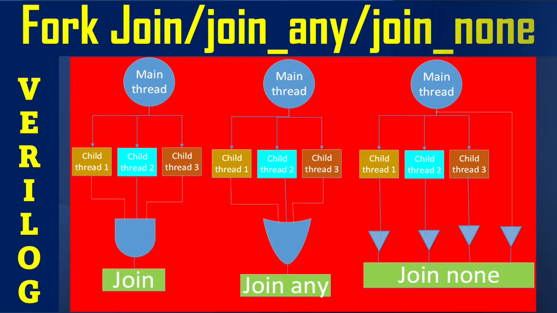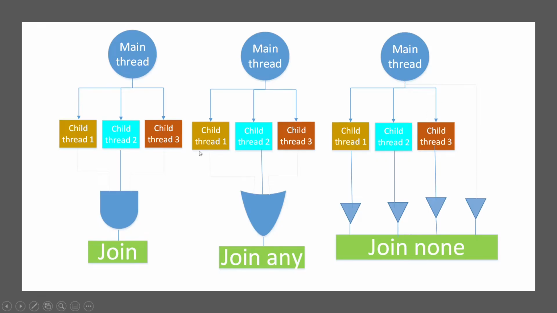If we look at this flow chart that I put together, there is a main thread. From the main thread, there are three child threads. I just gave an example of three child threads; it could be more than three also. Now, from the main thread, you want to make sure these child threads get executed first. How you want to execute from the main thread to the child threads, the different combinations, is what we can do with fork join, join any, and join none.